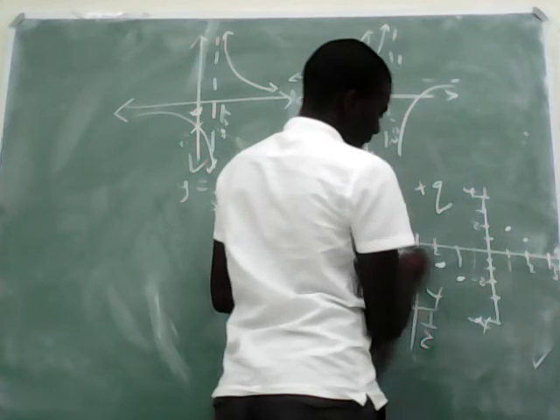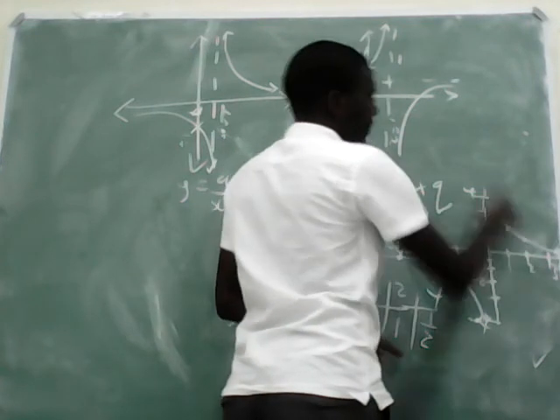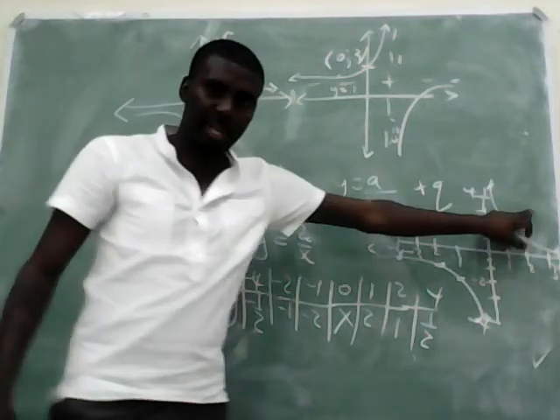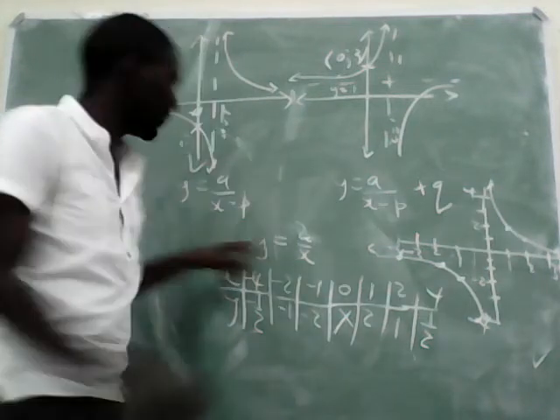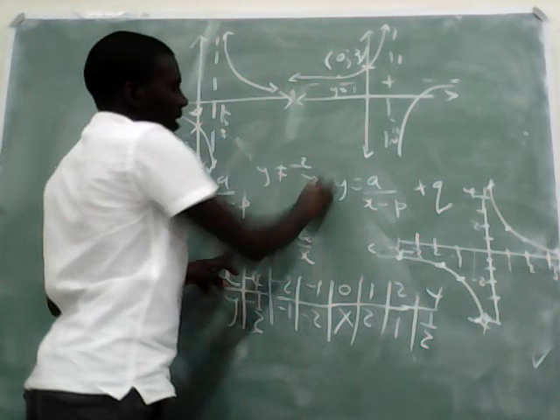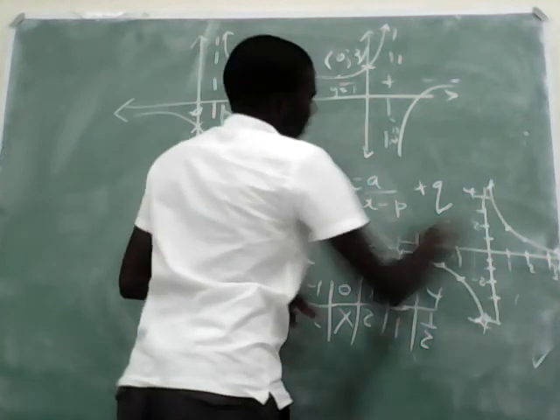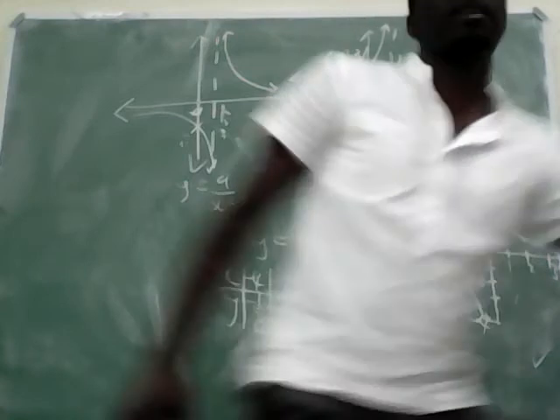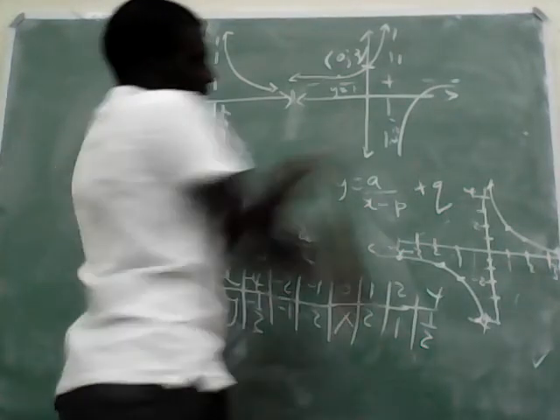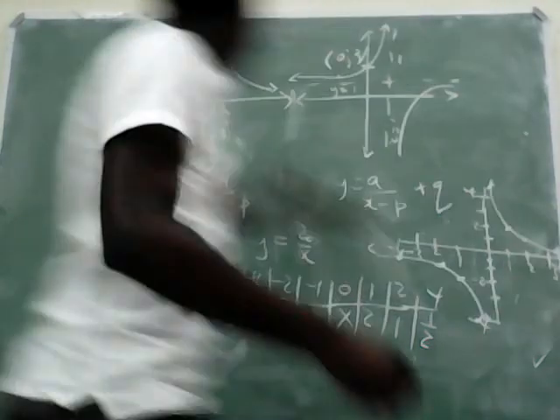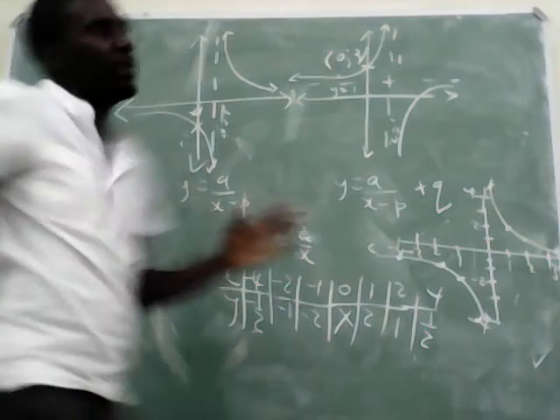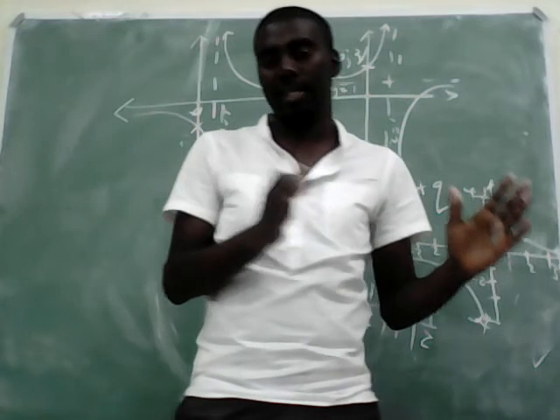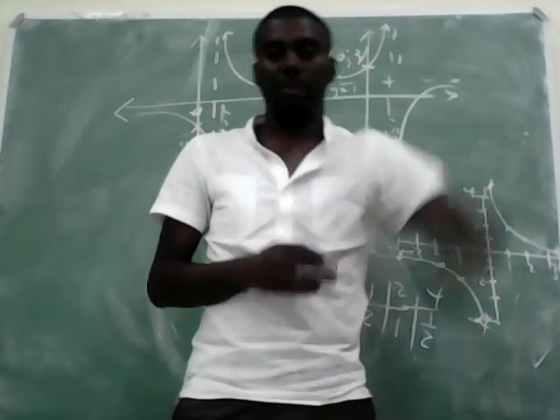So we end up with a graph like this. This is the graph we get. Since a is positive, it takes the first and the third quadrant. If we have y equals -2 over x, it would be the other side, the second and fourth quadrant. Now this is standard. There is no shift. In the general graph, we have shift p, either left or right, and then q, up or down.